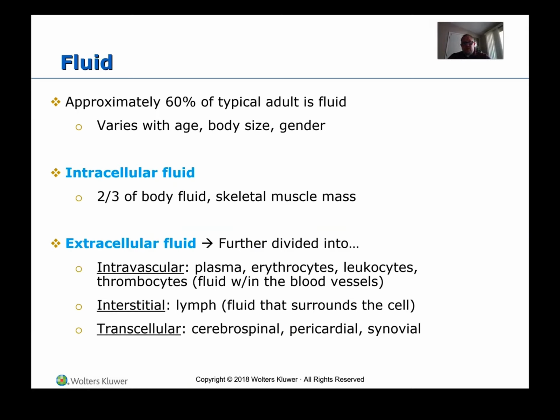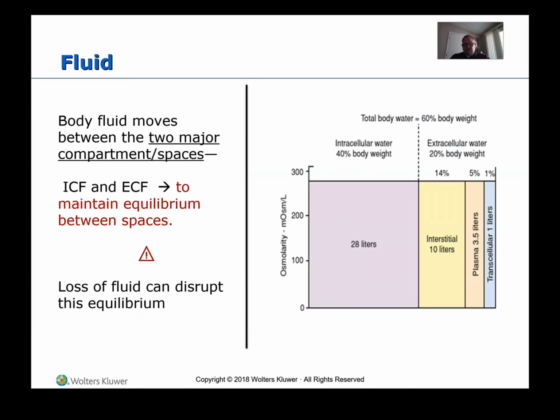Here's a quick breakdown of how fluid is found in the body. Roughly 60% of the adult body is fluid. Two-thirds of it is intracellular, and one-third is extracellular. Fluid moves between the two major compartments, which are your intracellular and extracellular spaces. Here's another depiction of that.